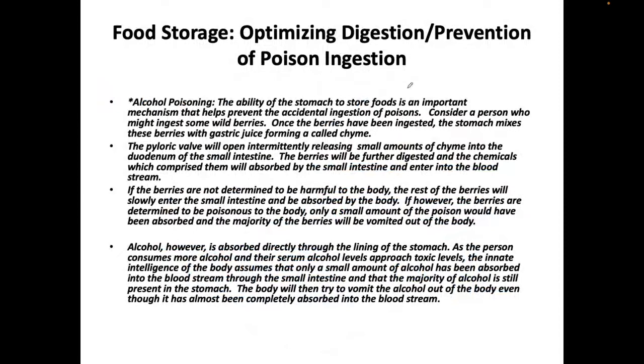Okay, so what happens with alcohol? Right now, alcohol is absorbed directly through the lining of the stomach. As the person consumes more alcohol and their serum alcohol level approaches toxic levels, their innate intelligence, the body, assumes that only a small amount of alcohol has been absorbed into the bloodstream through the small intestine, and that the majority of the alcohol is still present in the stomach. So the body will try to vomit out all the alcohol that's in the stomach, but it's already been absorbed in the bloodstream. So what happens? They just have these dry heaves and nothing comes out.